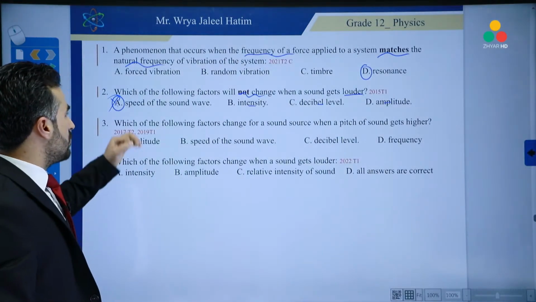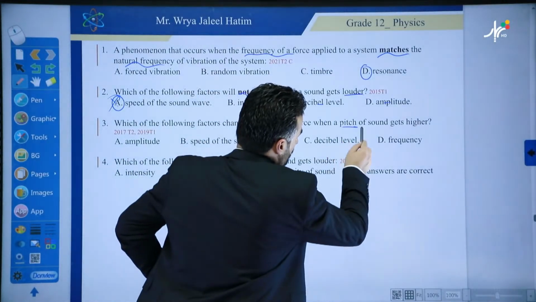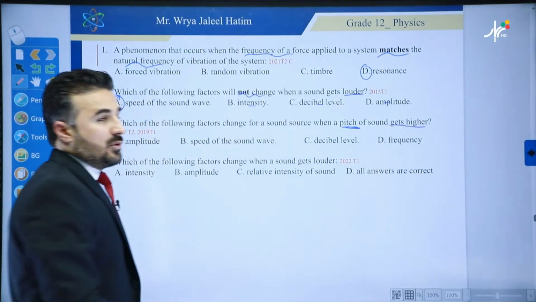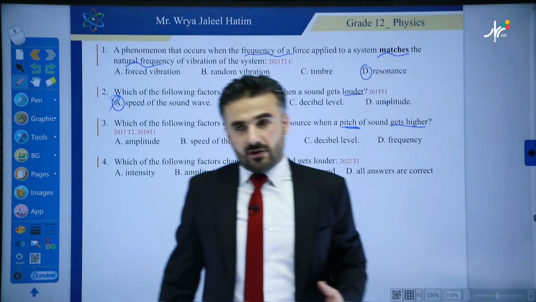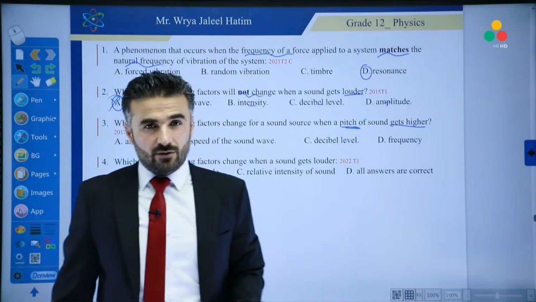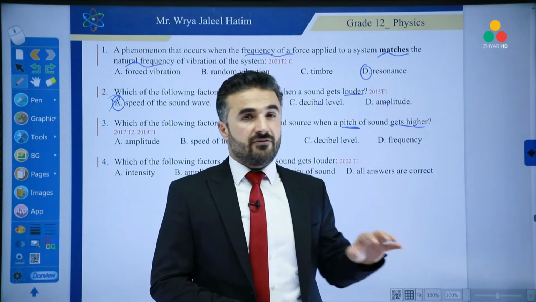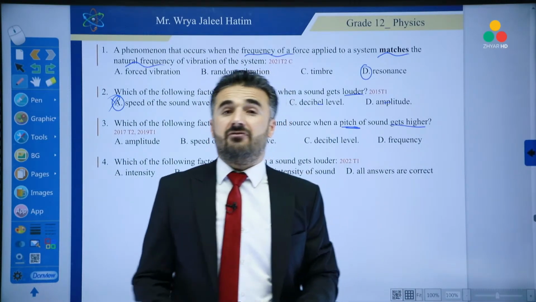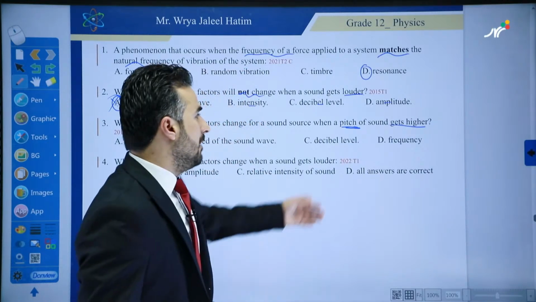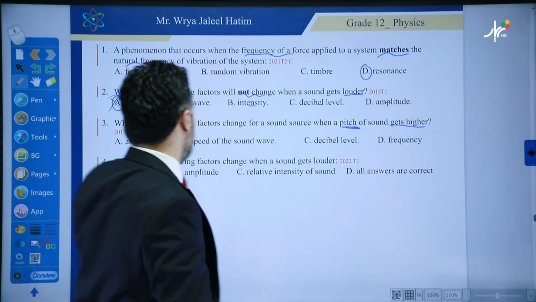Now, question 3 says, which of the following factors change for a sound source when the pitch of a sound gets higher? Remember, pitch is related to the frequency: higher pitch, higher frequency, lower pitch, lower frequency. So that means the frequency will change. And don't forget, if the frequency is increasing or decreasing, that affects the wavelength. So if the pitch changes, the frequency and wavelength will change as well.